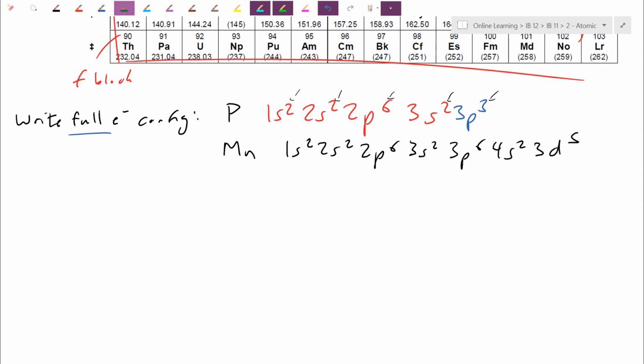We're consistent with the Bohr model. So the first shell holds a maximum of 2. The second shell holds a maximum of 8. The third shell, we can say 8. We can say 18. We can say 8 if we're looking at valence electrons.